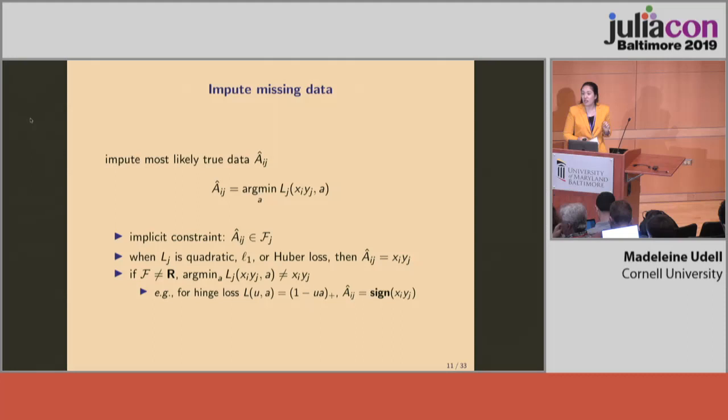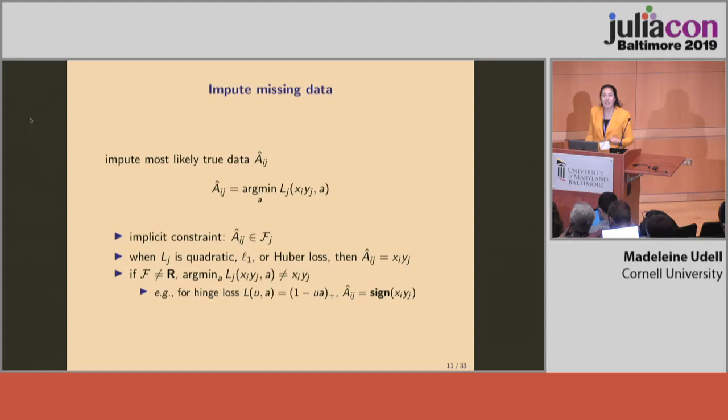When the loss function is quadratic, L1, or Huber loss, you'll find that the imputation you get is exactly equal to XiYj, which corresponds with people's intuition. But if it's not, for example, if you've got the hinge loss or the logistic loss, when you minimize over A, the value you're going to get is the sign of XiYj. So you'll get a plus 1 if that value is positive, and minus 1 if that value is negative. So you actually do get Booleans out of the imputation.